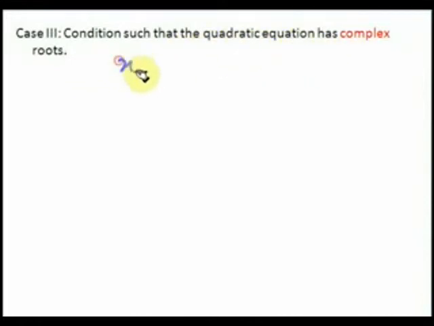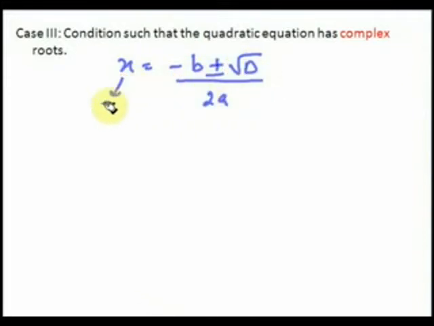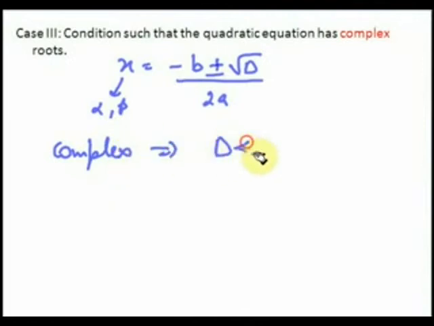Find the condition such that the quadratic equation has complex roots. The roots are x is equal to minus b plus minus under root d upon 2a. We have to find the condition such that the root of the quadratic expression x has to be complex. If the root has to be complex, then the under root quantity has to be negative. It can be complex only when d is less than 0.